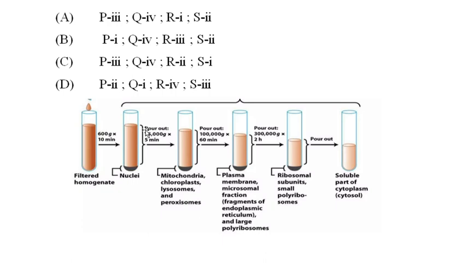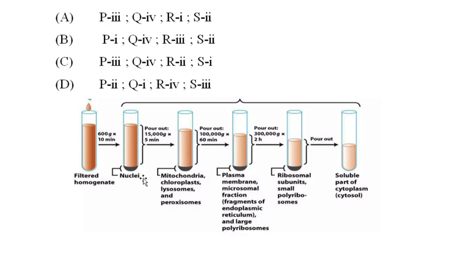Okay, so first you need to break open the cell and you need to filter the homogenate, and if you centrifuge them at 600 RPM to 1000 RPM for 10 minutes, the nuclei will sediment in the pellet, because nuclei are the largest subcellular component.